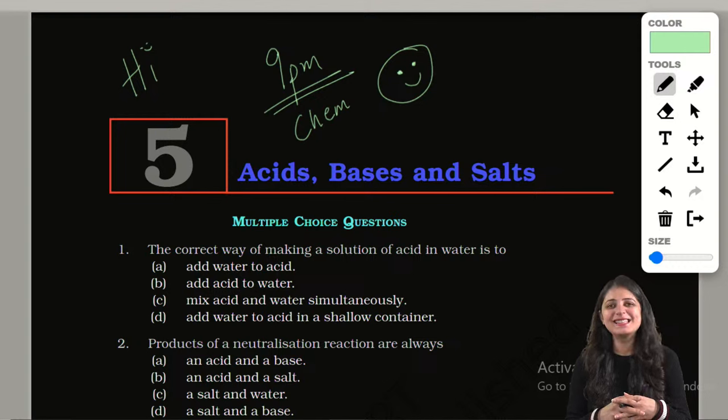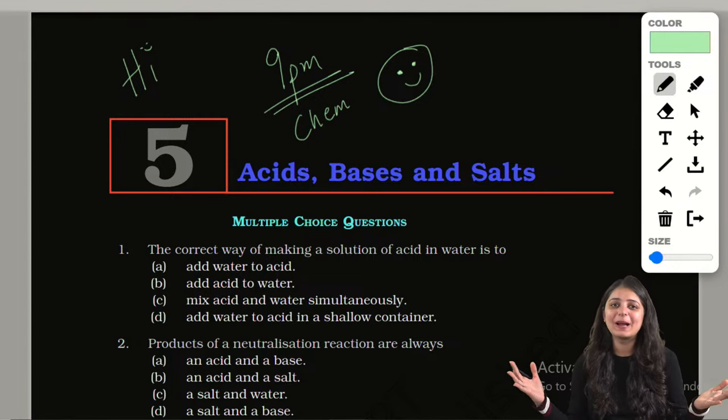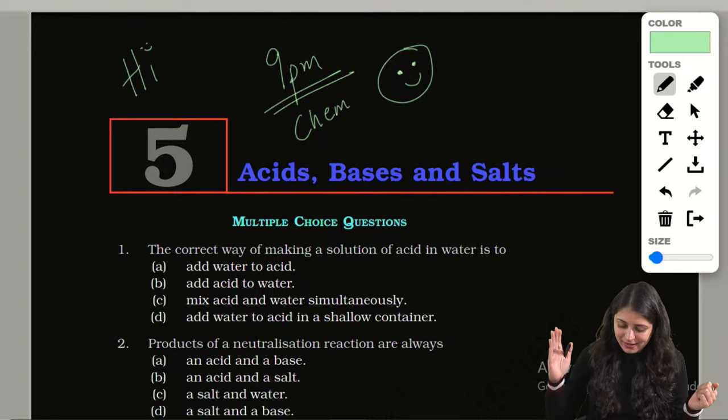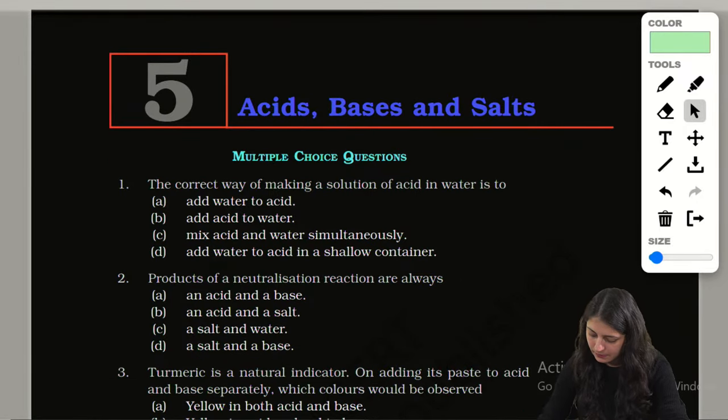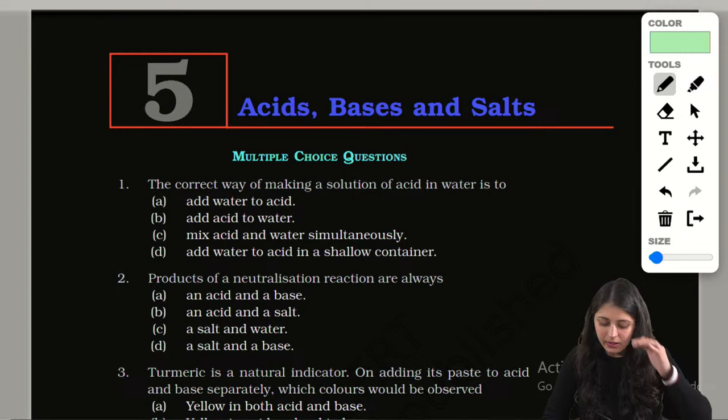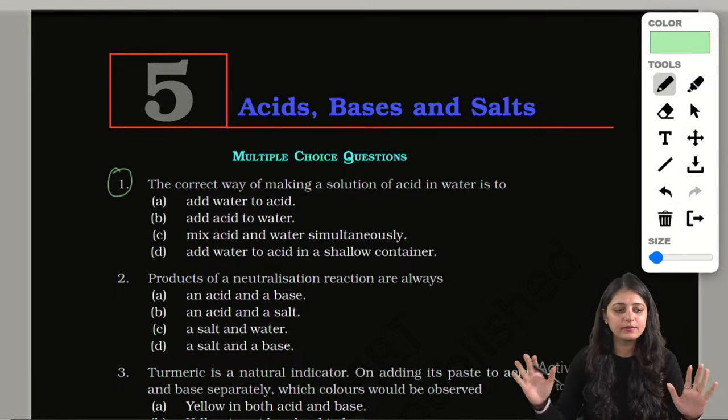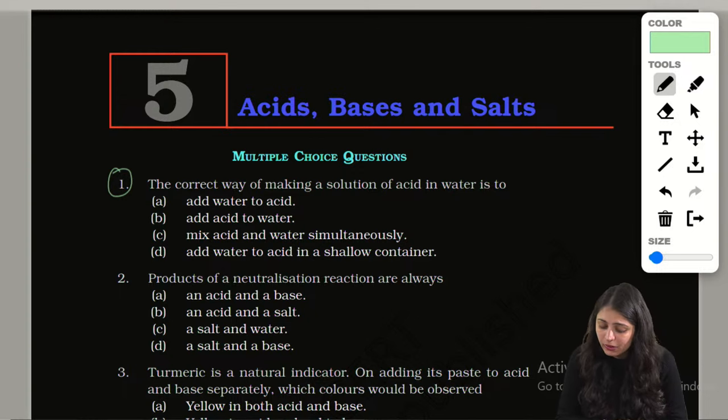Awesome, चलिए, so let's get started with the very first chapter, very colorful chapter, acid bases and salts, and let's start with the first question. Question number one, everyone. The correct way of making a solution of acid in water is to add water to acid, add acid to water, mix acid and water simultaneously, add water to acid in a shallow container. Kya karenge hum isme bataiye. What are we going to do?